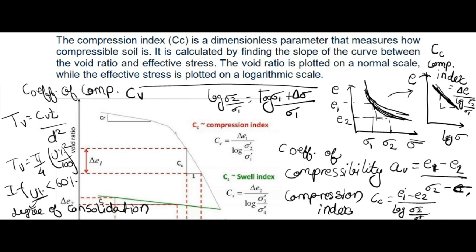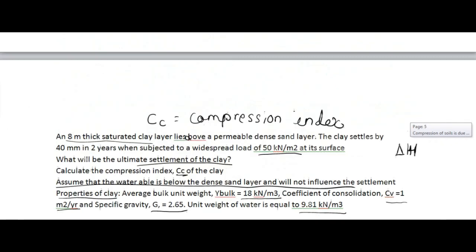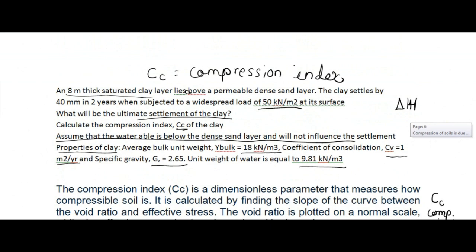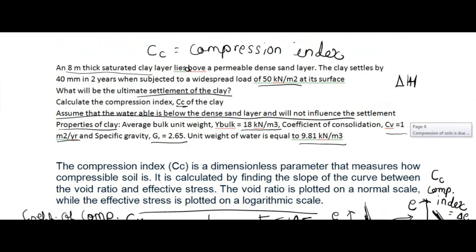So you have to know all these things. Coefficient of compressibility is nothing but the slope of the actual stress versus void ratio curve, whereas compression index Cc is the slope of the straight line of void ratio versus logarithm of effective stress. So we have to know that. All these things we can use to find the compression index of our given problem.